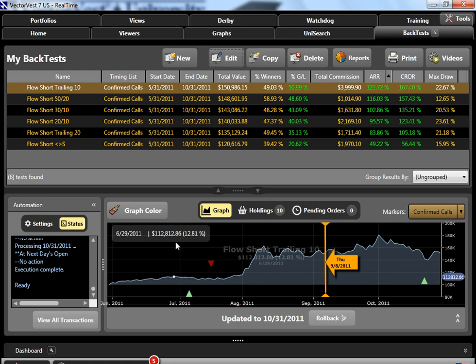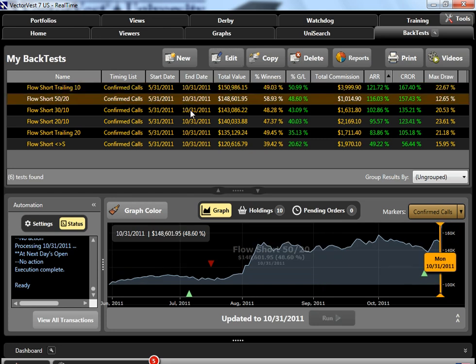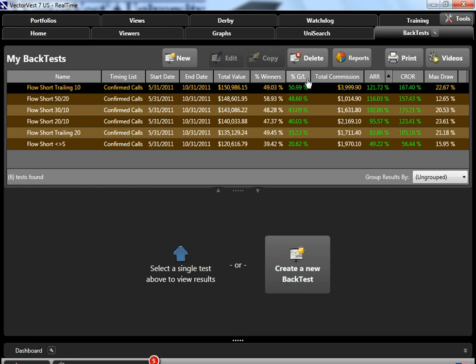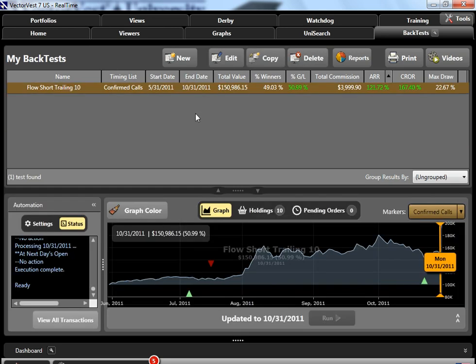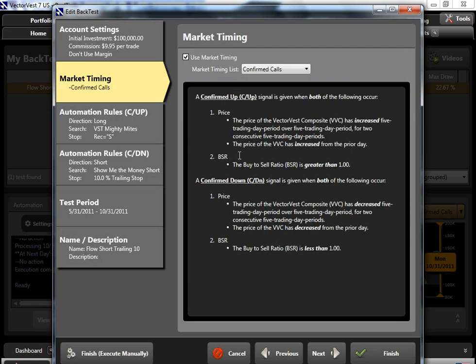We've maximized the bear side now, so I'm going to take these tests, and just for clarity, I'm going to erase them. And now I'm going to try to maximize the bull side of this trading plan. And so I'm also going to change my naming convention. So let's go into the edit button.